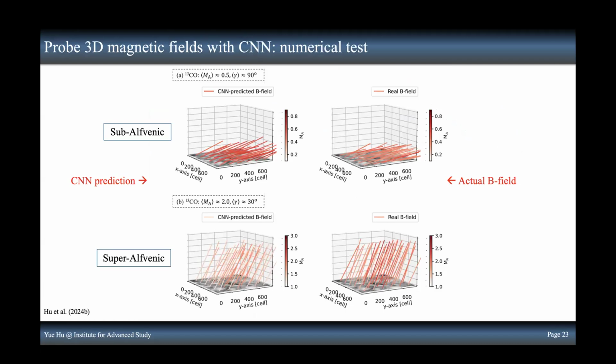Yeah. So here is an example of the application of the neural network to simulation observations in different physical conditions like sub-Alfvénic and super-Alfvénic. In the left panel is the neural network prediction, and we can see it has very good agreement with the actual magnetic field, but it's less accurate in predicting the alpha Mach number.